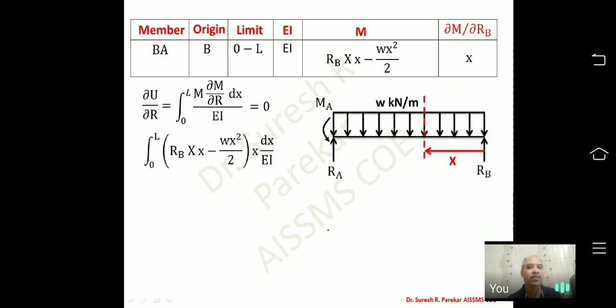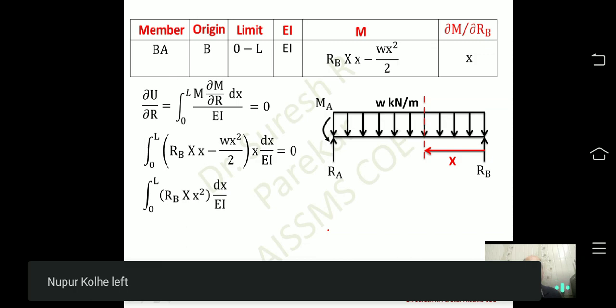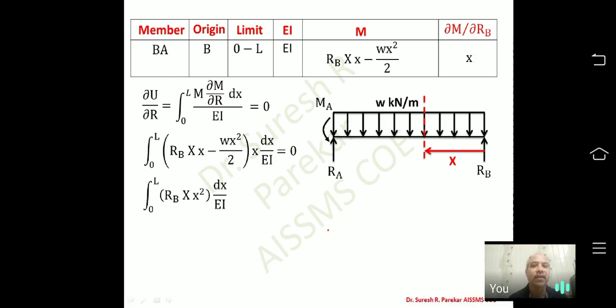Now I will substitute this value. So we have M as RB x minus wx square by 2, and ∂M/∂RB we have x, and then we are going to integrate it. Now we have to integrate this. We can calculate directly from calculators, because diploma students are mainly afraid of this mathematics, not all, but most of the diploma students. So here you can use calculators directly to calculate the value.